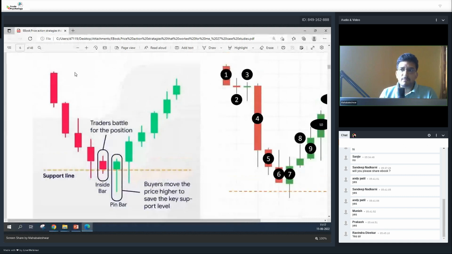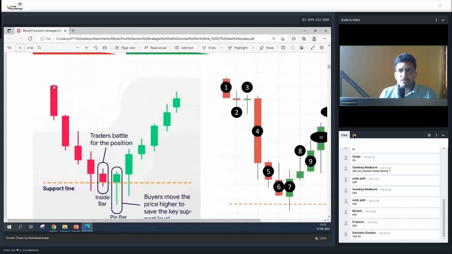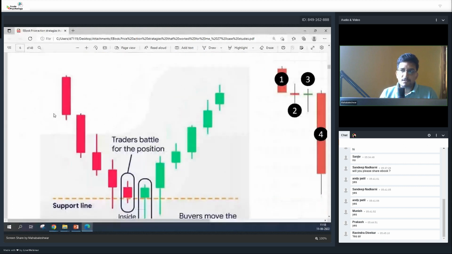So this is a strong bearish. Why am I calling it a strong bearish? Because you can see the closing of the price is almost close to the wick low, right? Closely observe this particular candle. It's almost close to the wick low. So that means it's a strong bearish.